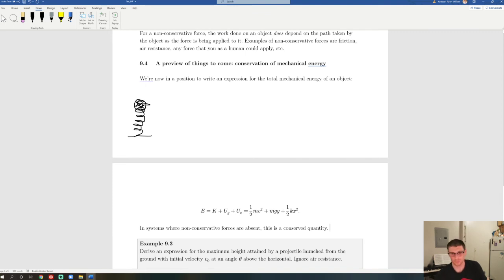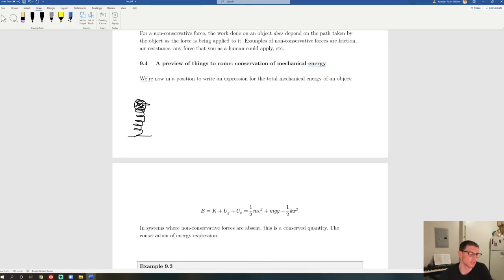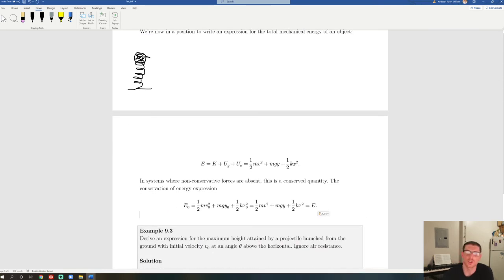And so the conservation of energy expression, and this is a lot to write, so I'm just going to copy and paste it to give you some time to get it all down, is this. We have the initial mechanical energy, and we fill that in explicitly, and we can write it like this, equals the final mechanical energy, which we just call E without a subscript.